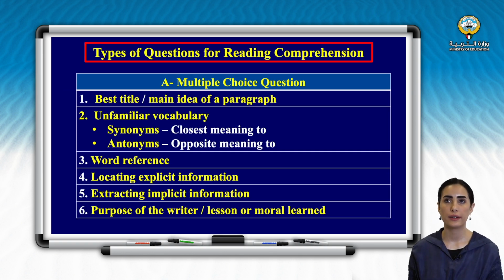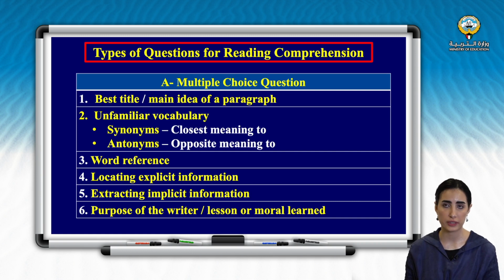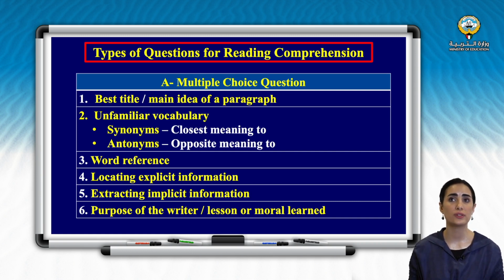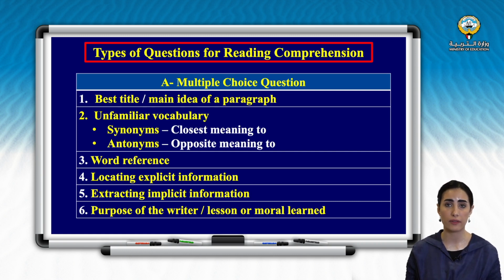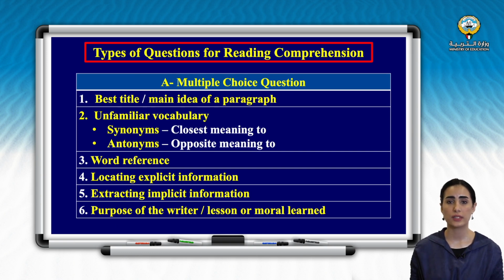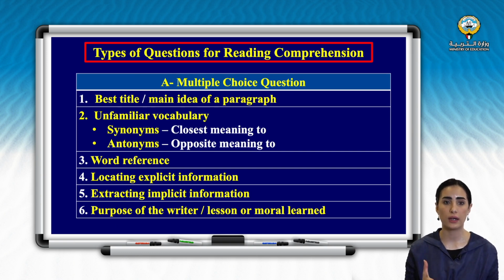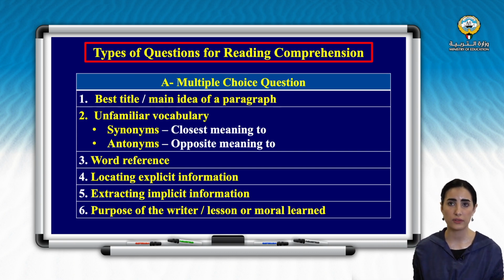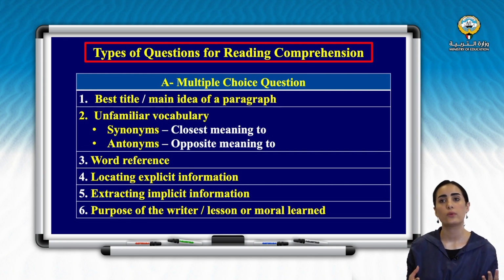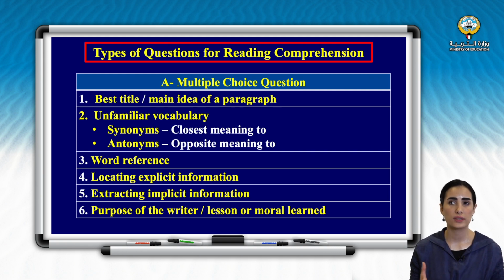For the types of questions that you're going to face in reading comprehension, you have multiple choice questions. We're going to ask you to choose the best title or the main idea of the paragraph. We're going to give you unfamiliar words, and ask you to choose the most meaningful word that is related to the given word, or the opposite of the word. Number 3, word reference. I'm going to give you a pronoun, and you say what this pronoun is referring to.